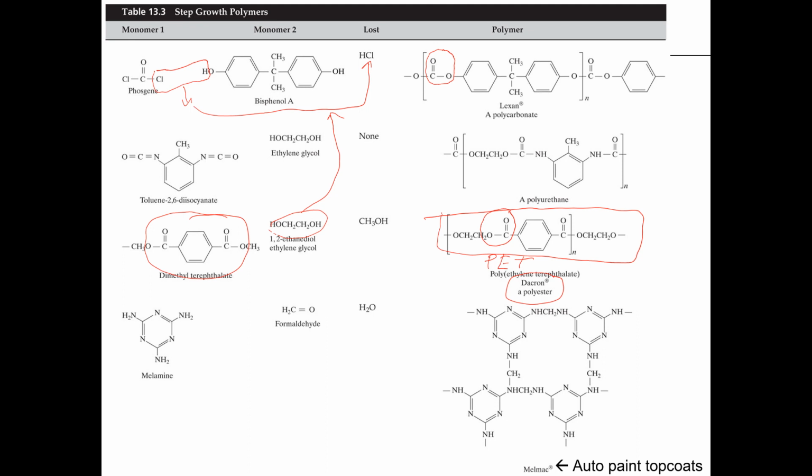But this would be a particular one, polyethylene terephthalate, PET. Now, Dacron, that's spun into fibers, like for clothing, right? So water bottles and clothing are essentially the same polymer.